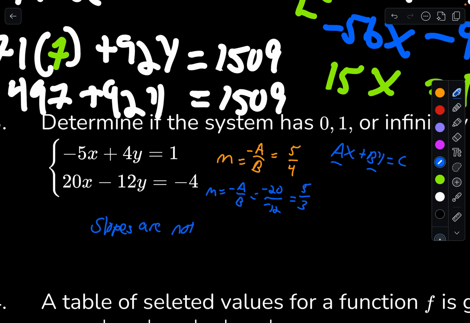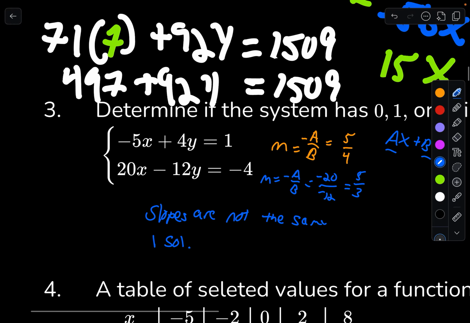So there's one solution. If the slopes were the same, we would then have to check the y-intercepts to see if they have the same y-intercept and same slope, then many solutions. And if they have different y-intercepts but the same slope, that would be no solutions. Slopes are not the same, one solution.